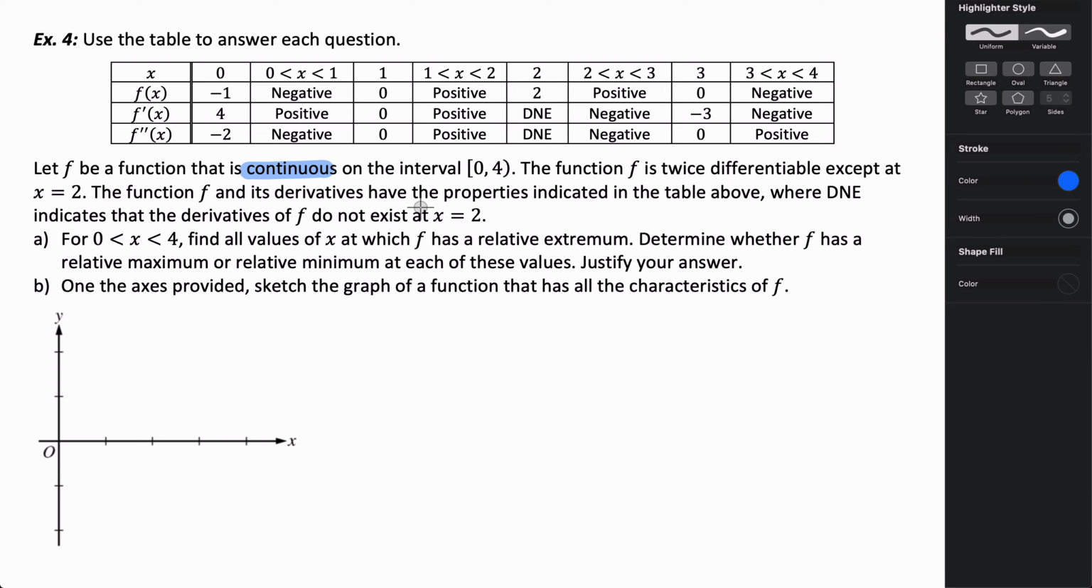Okay, so we have this half-open interval from 0 to 4 that we have to try and answer some information about. In part A, we're told, for x between 0 and 4, find all values of x at which f has a relative maximum or minimum, right? Relative extremum. Remember, relative extremum happens when f prime changes signs. So a sign change in the derivative indicates that we have a relative extremum.